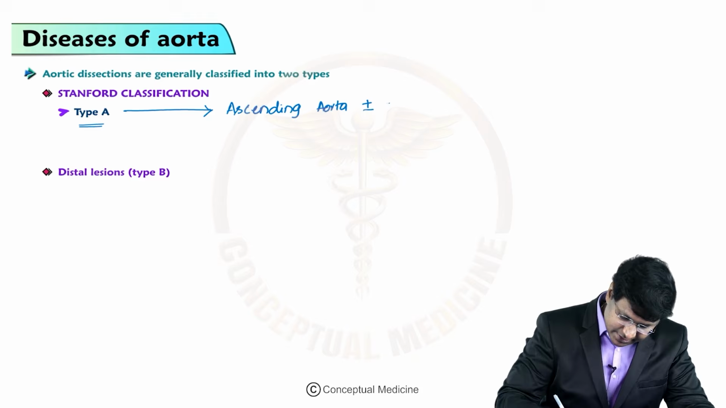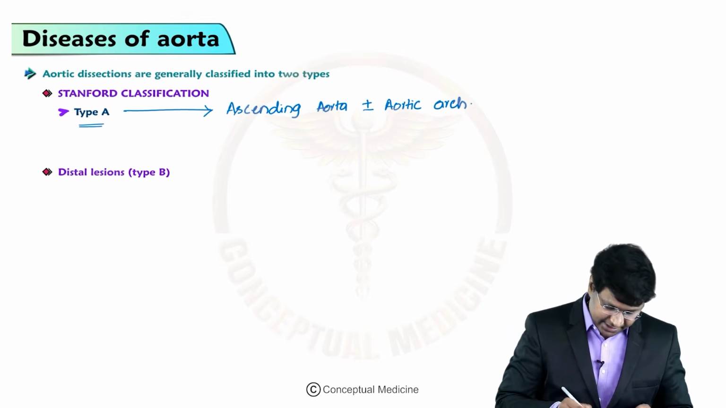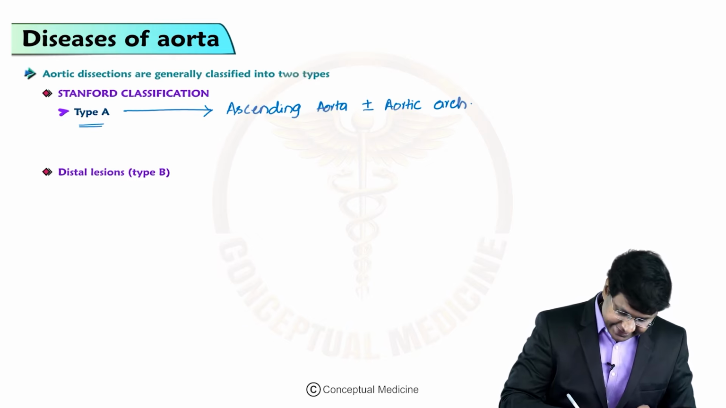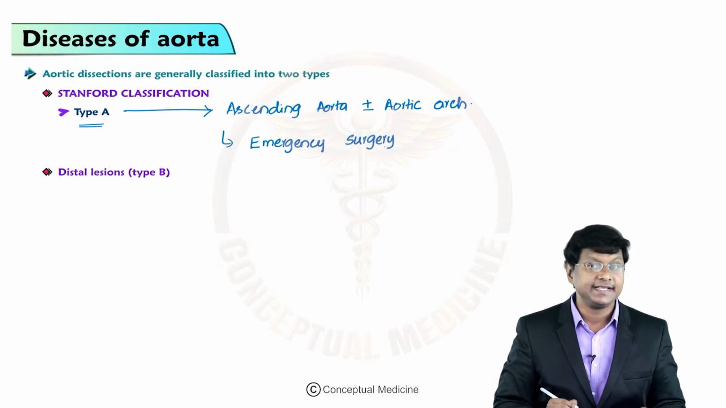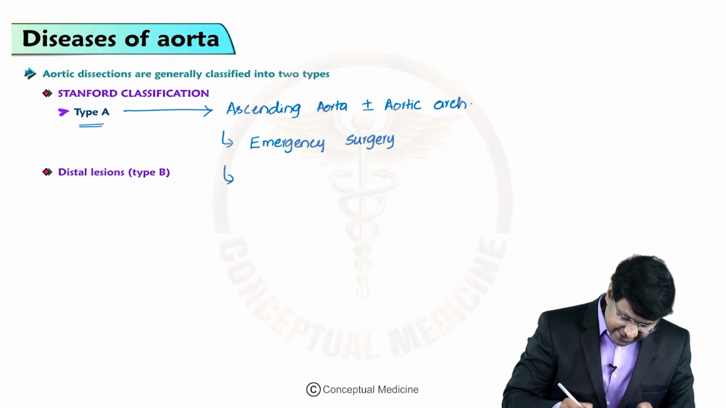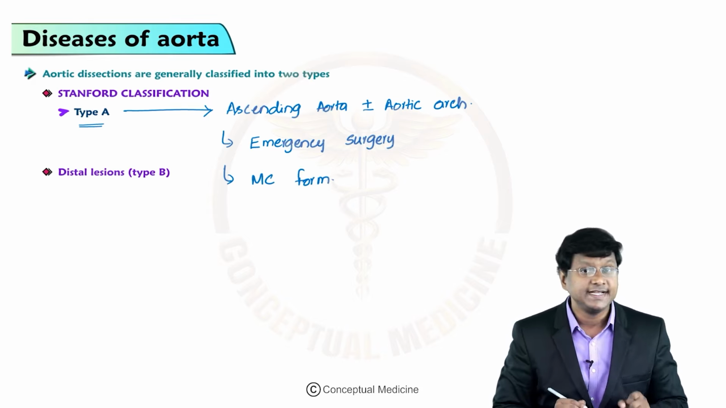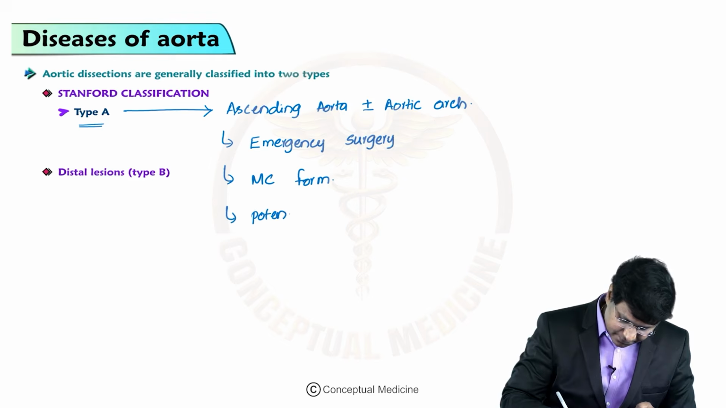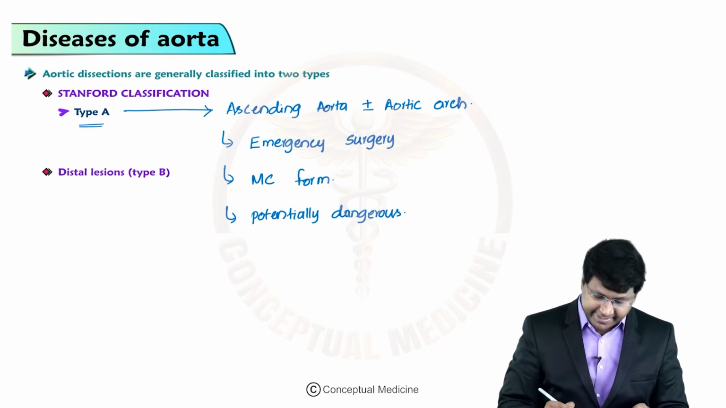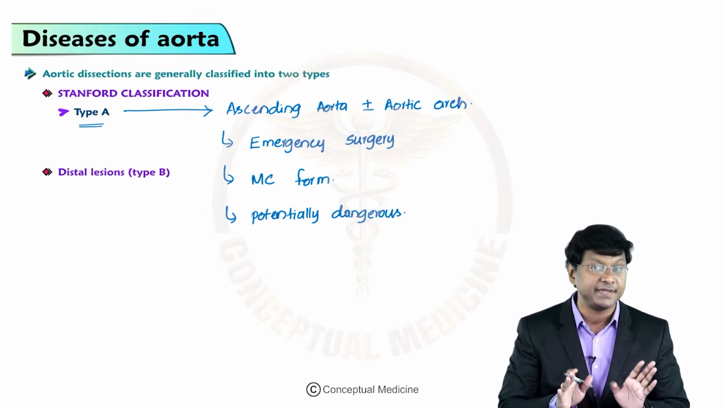Ascending aorta plus or minus involvement of the aortic arch. And these patients with type A dissection require an emergency surgery. This type A aortic dissection is the most common form, and it is more potentially dangerous. That is about your type A aortic dissection.